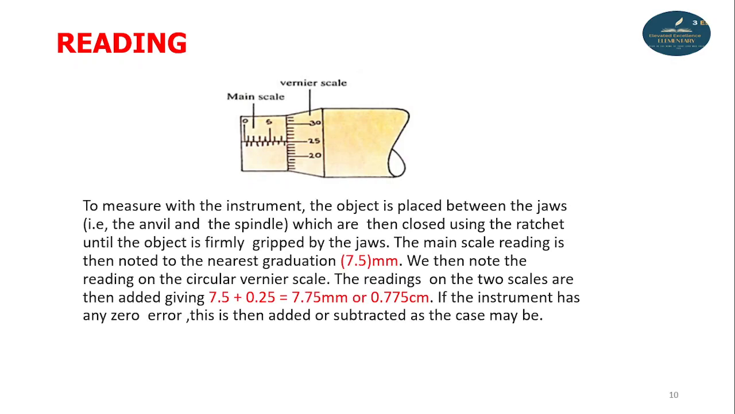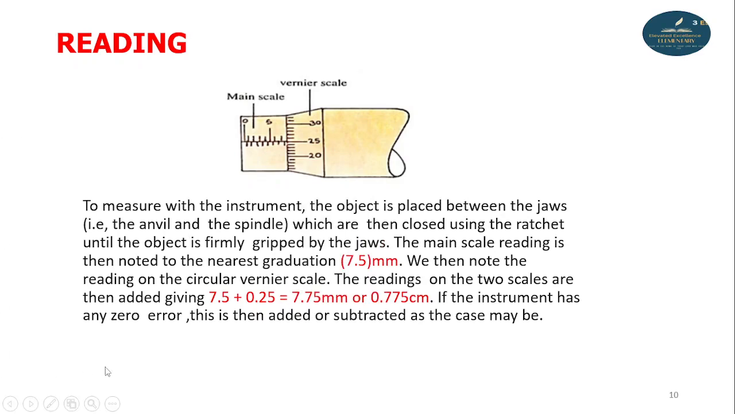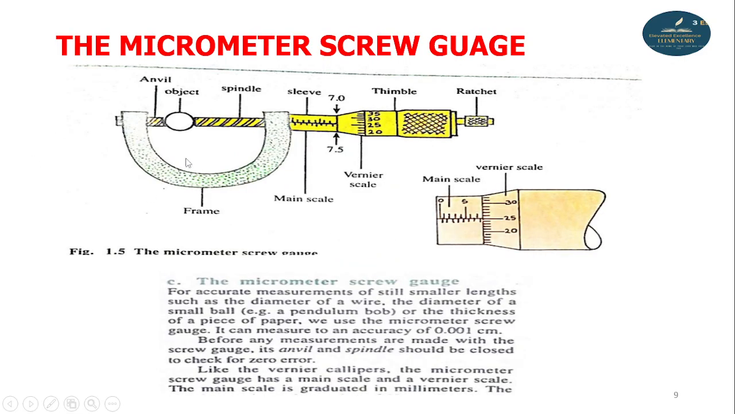How is it read? To measure with the instrument, the object is placed between the jaws, that is the anvil and the spindle, which are then closed using the ratchet until the object is firmly gripped by the jaws. So like you can see here.